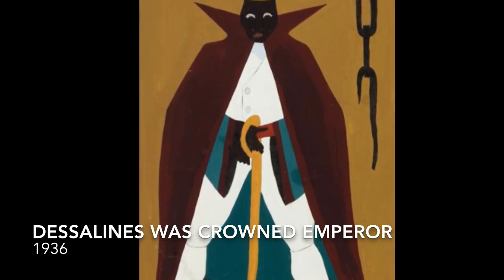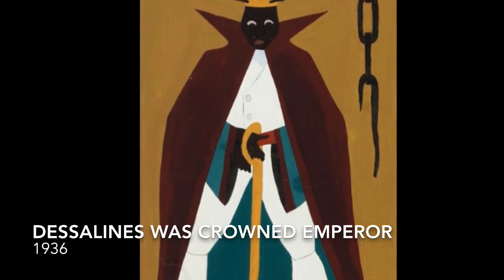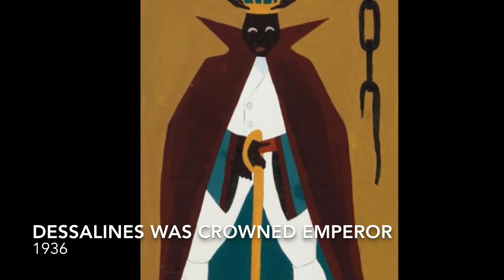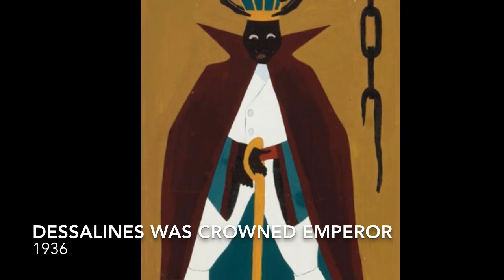One of my favorite paintings out of the series is Dessalines was crowned emperor. It was one of my favorites because looking at it makes me think, when Dessalines was crowned, was he nervous and proud? And the way Jacob painted it portrays that to me.